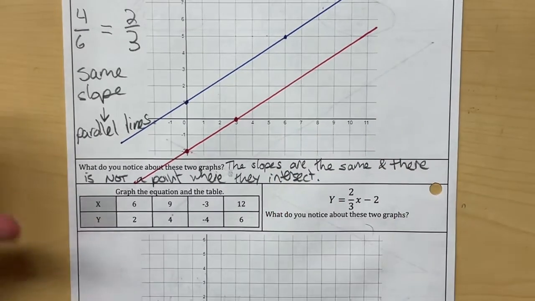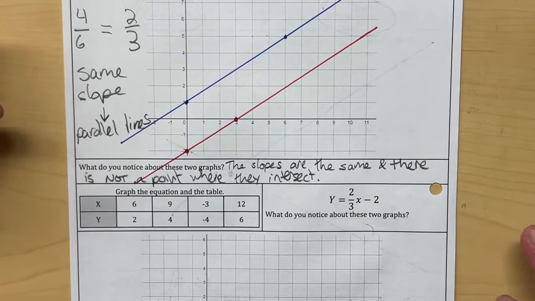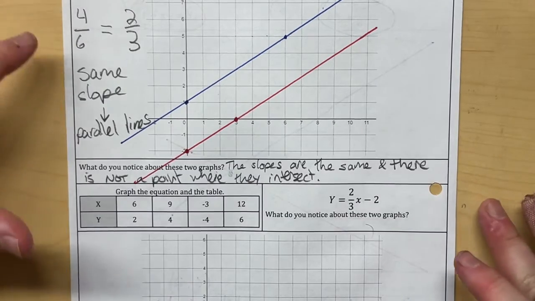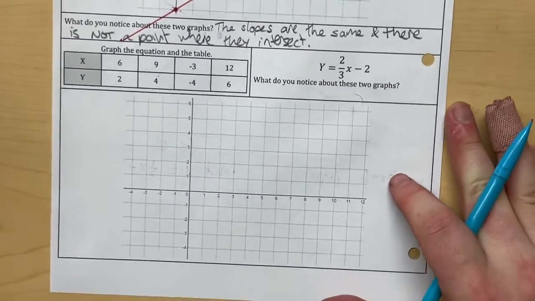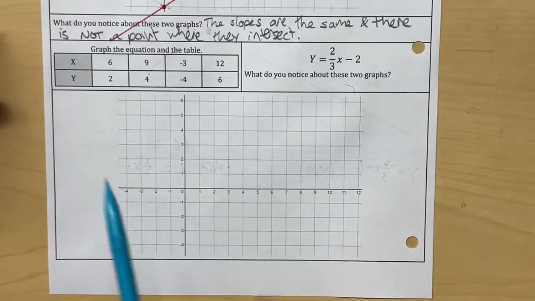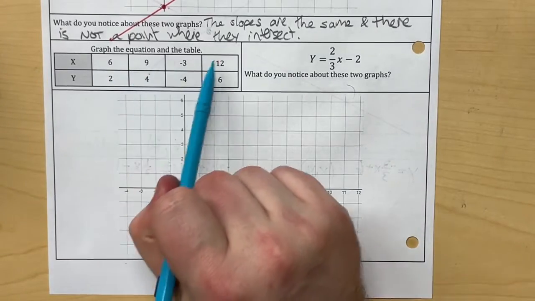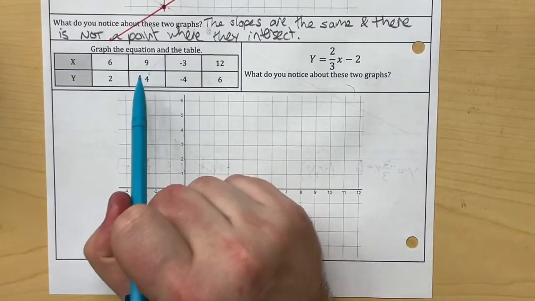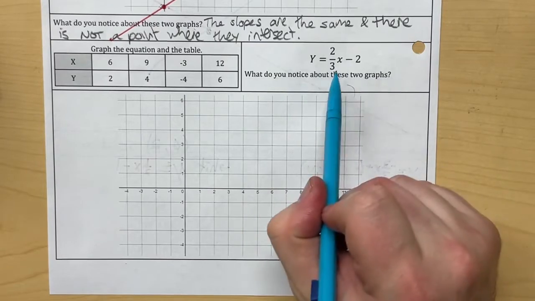All right, and that kind of helps us understand the different types of cases that we might have for these systems of linear equations. And then lastly, let's graph out what this would look like. So we're going to graph the equation and the table. We have a table for this one, and we have an equation for here.